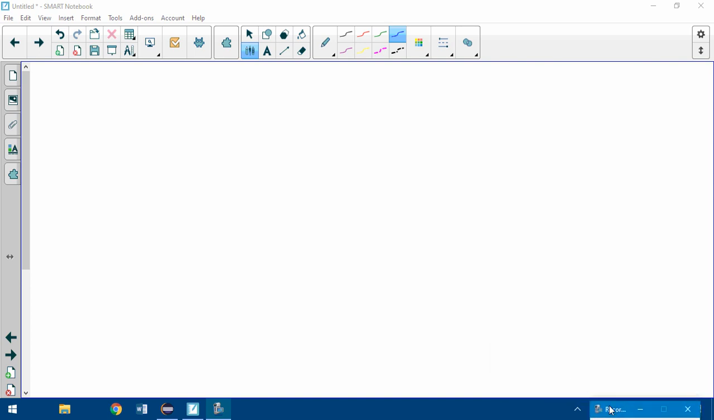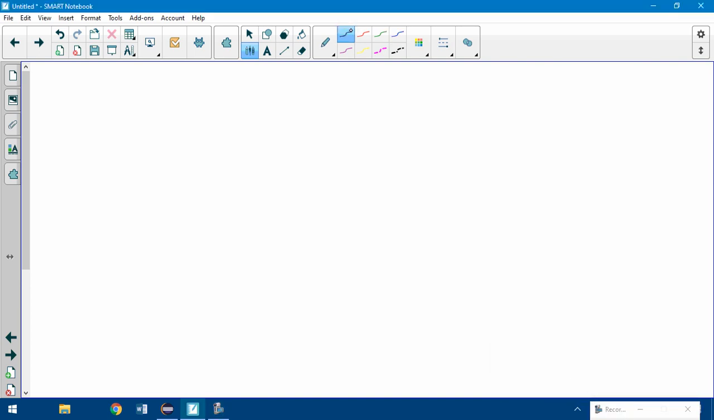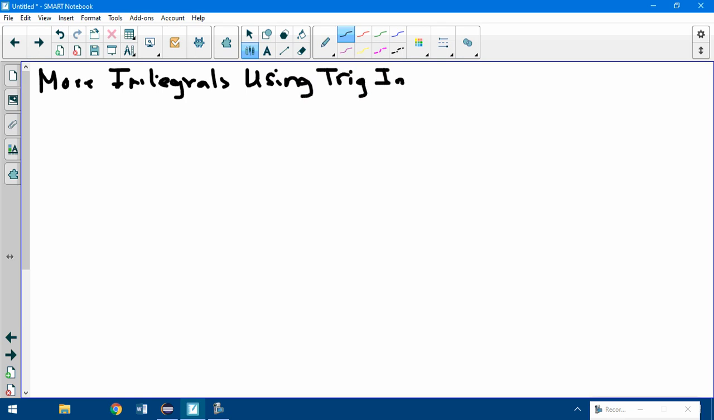Welcome back, and here's some more trig identity substitution integrals. So you can title your page More Integrals using trig identity substitution. So this is day 2.